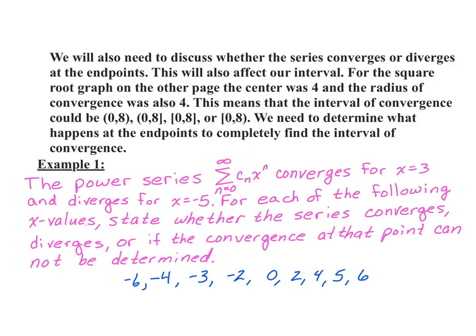All right, so we're going to look at this first example here. The power series given by this converges for x equals 3 and diverges for x equals -5. For each of the following x values, state whether the series converges, diverges, or if the convergence at that point cannot be determined. All right, so what I'm going to do here is think about this on a number line.